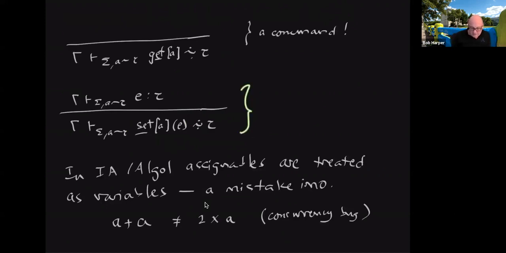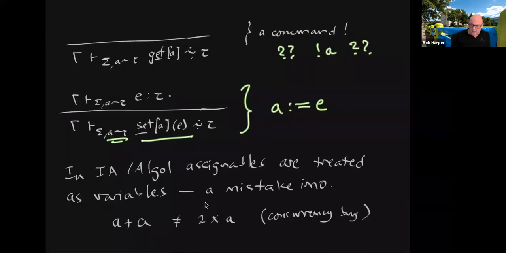It's analogous. It says if I have some expression E of type tau and A is an assignable of type tau, then I can set it to have its contents be E. So this is unsurprising. This is A colon equals E. It's just that in standard programming languages, there's no notation for this. In ML, it would be something approximately like bang A. And other languages have something similar.